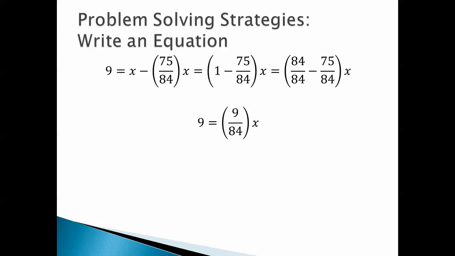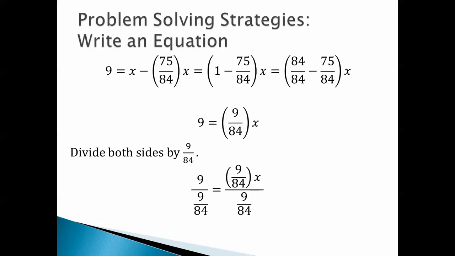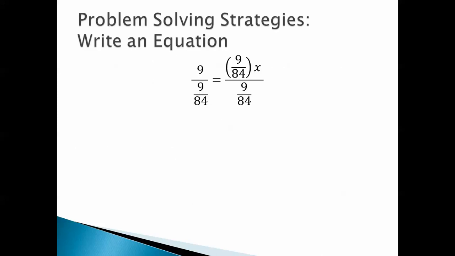9 equals 9/84 x. So we're going to divide both sides by 9 over 84 so we get the x all by itself. 9 divided by 9/84 equals 9/84 x divided by 9/84. Those 9/84ths cancel, and we're left with x equals that left side. How do you get that left side? Recall that dividing by a fraction, like 9/84ths, is the same thing as multiplying by the reciprocal. So dividing by 9 over 84 is the same thing as multiplying by 84 over 9. And the 9's cancel, and we're left with x equals 84.